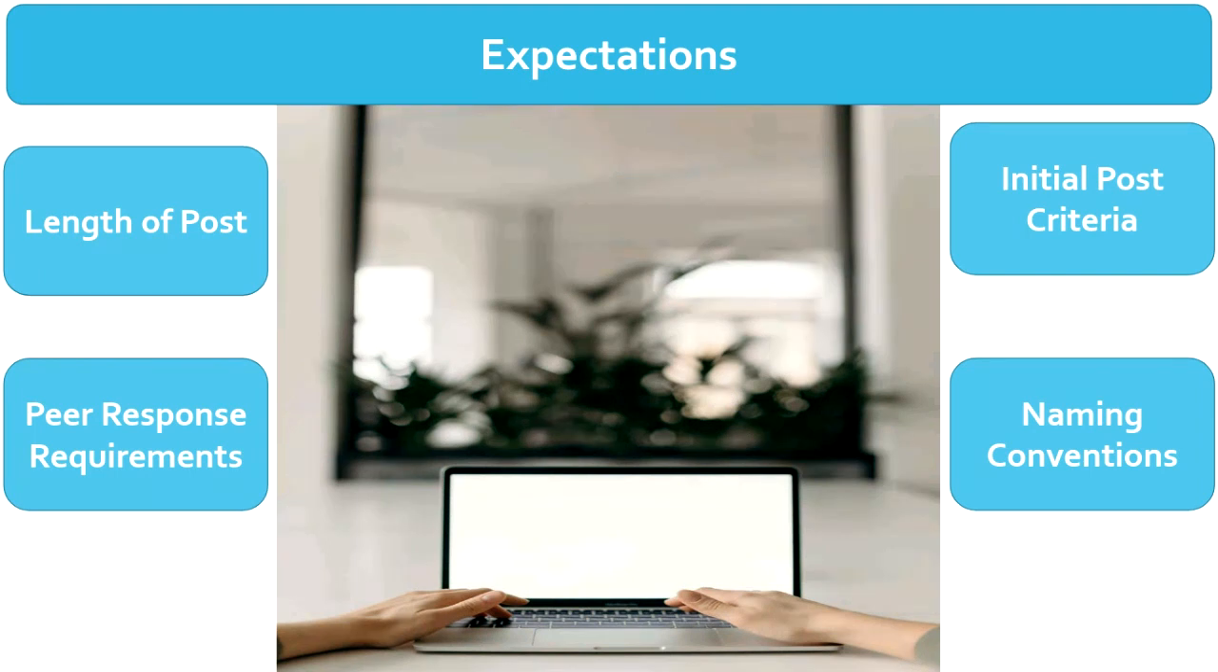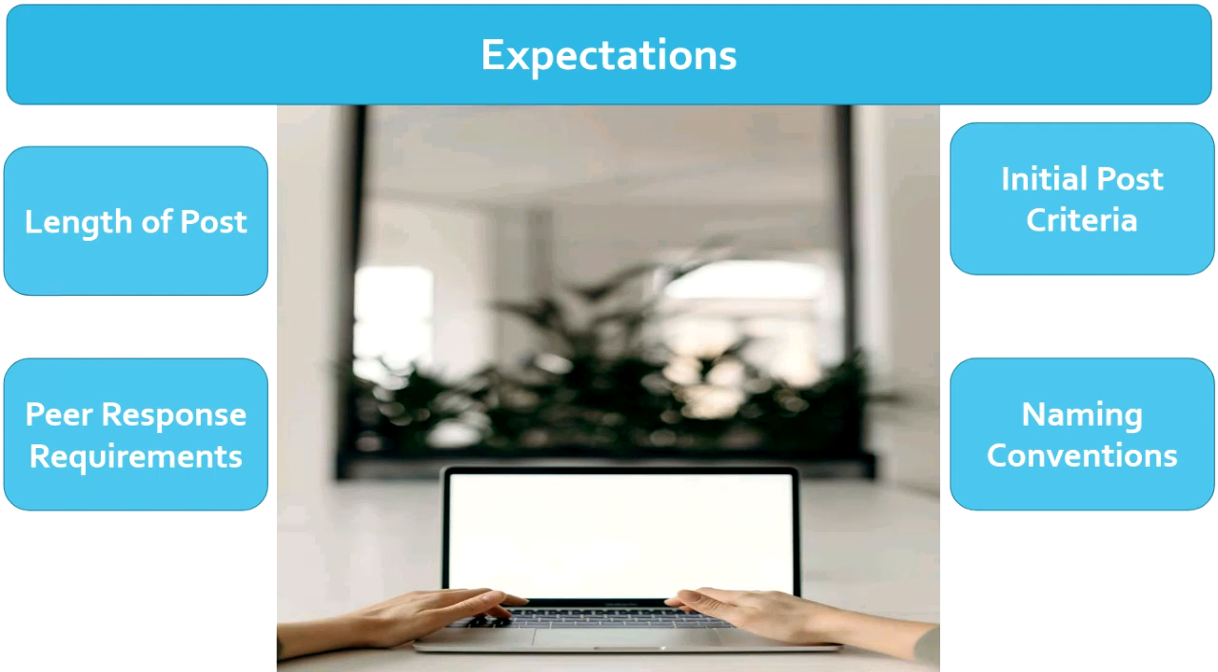So yes, I do prefer word counts. Generally, in my experience, when it comes to the initial post, word counts range from 300 to 400 words, and then the peer responses, of course, generally like 200 words. But that really depends on what your expectations are as far as the instructor.